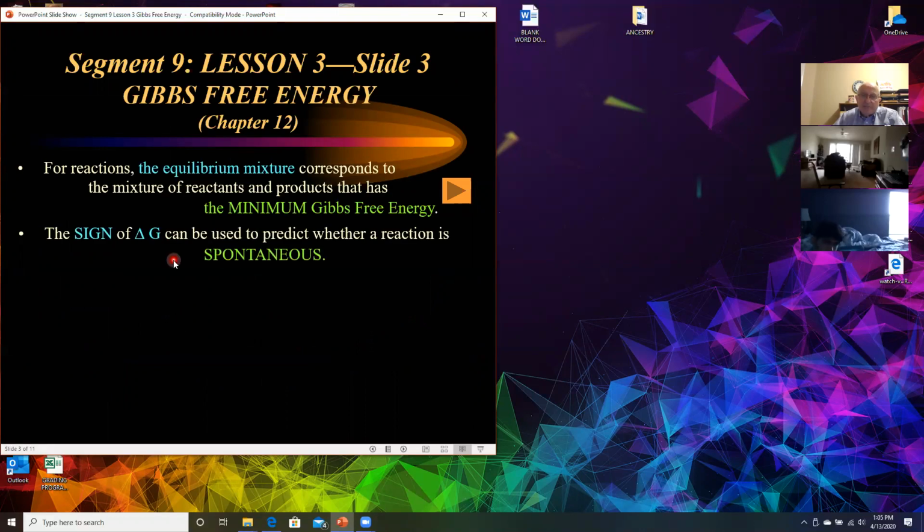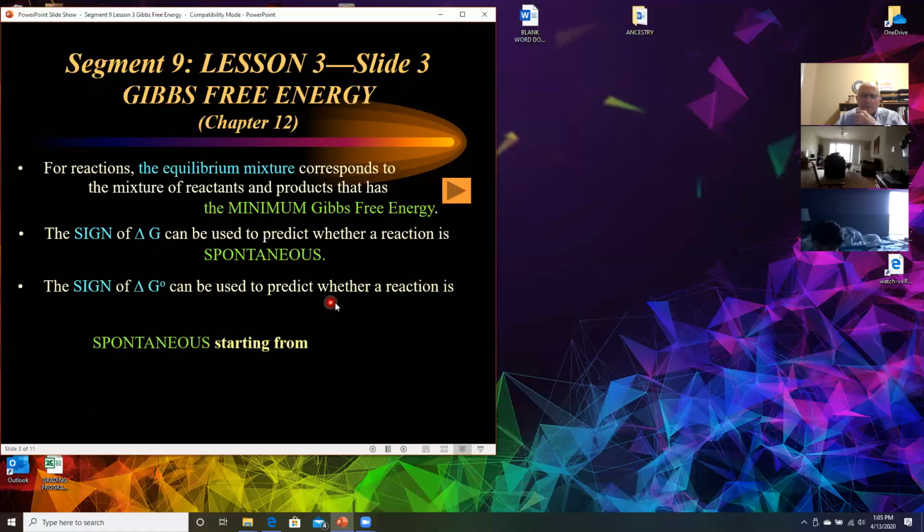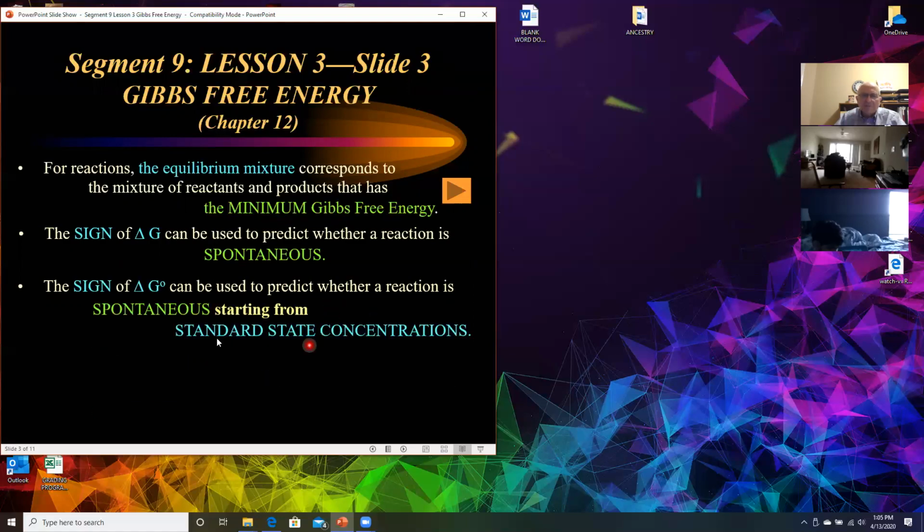So the sign of delta G without the superscript can be used to predict whether a reaction is spontaneous going from whatever set of concentrations you have at the moment. The sign of delta G can be used to predict whether a reaction is spontaneous starting from the standard concentrations too.